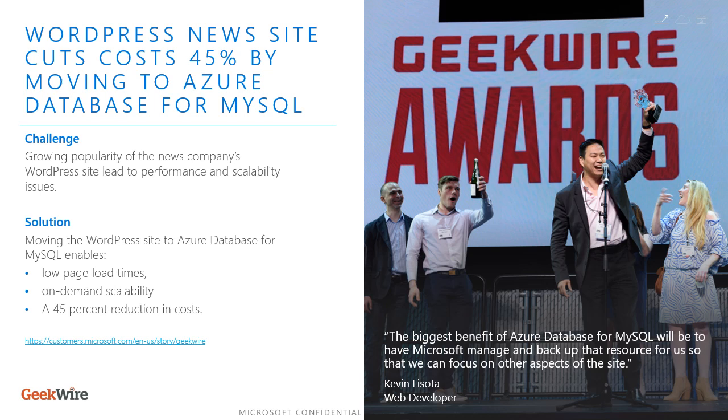So one of our biggest customers on Azure Database for MySQL is GeekWire. They moved their WordPress site to Azure Database for MySQL, which allowed them to decrease their page load times. They now have on-demand scalability, especially if, for example, WordPress experiences surges of users, which sometimes happens, and also a 45% reduction of cost. That's quite significant for essentially a tech company like WordPress.